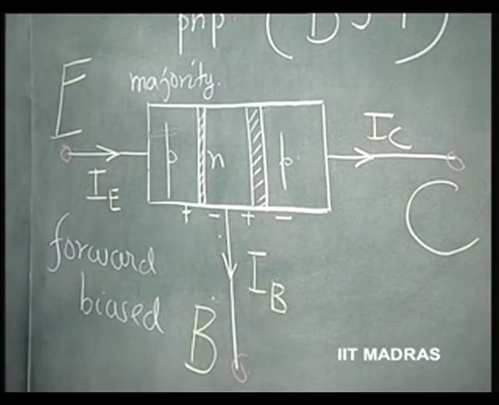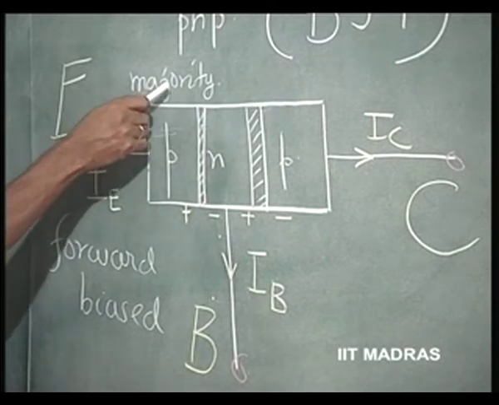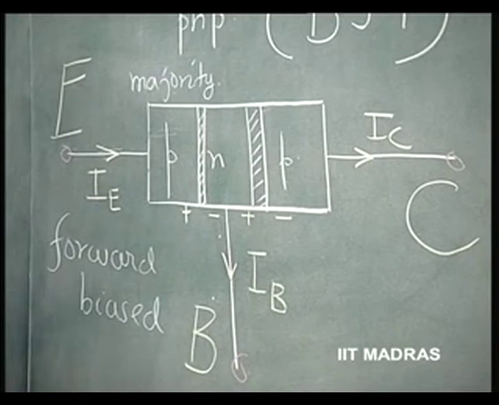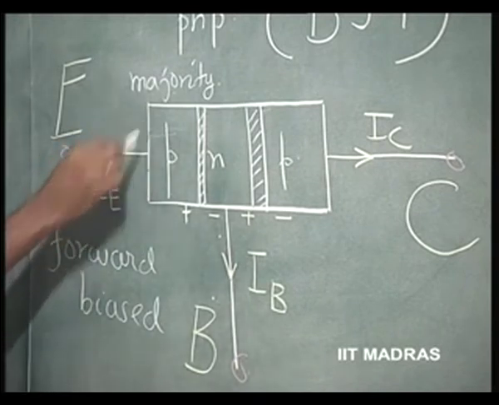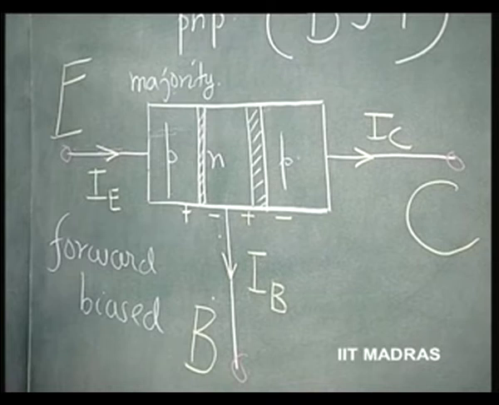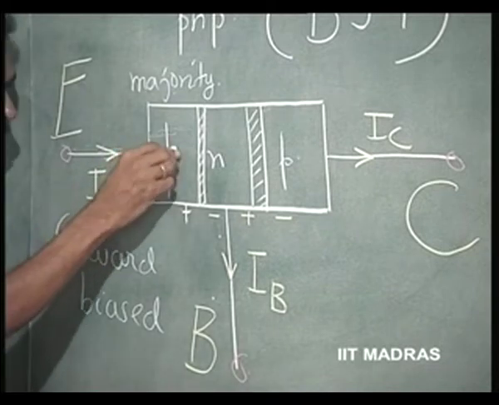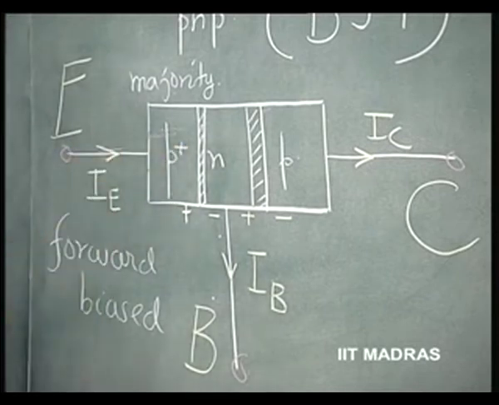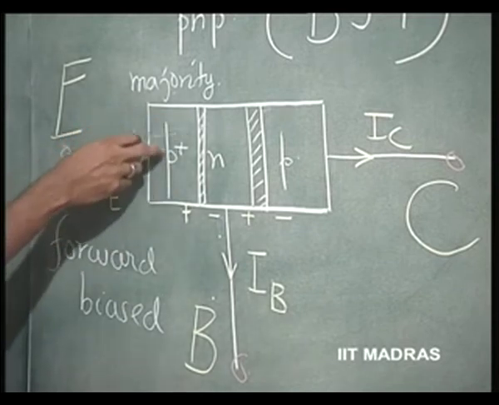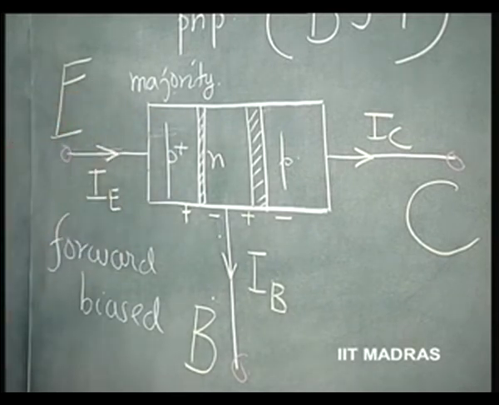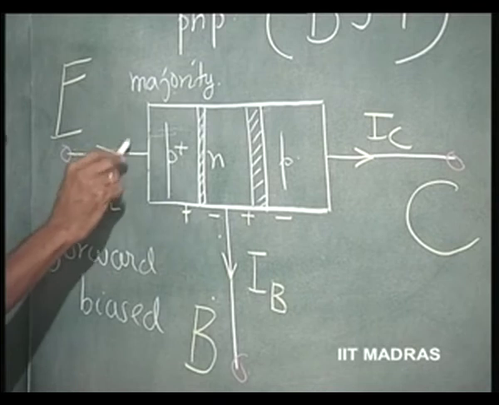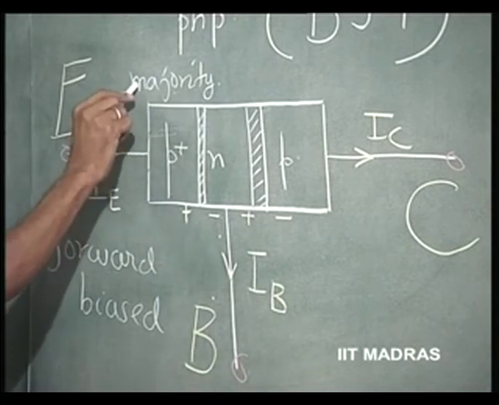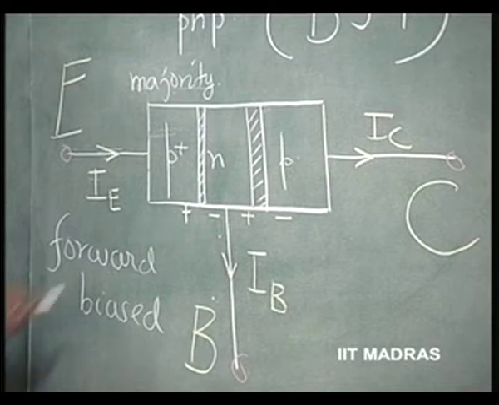In order that transistor action is good, I want to make this total current mostly due to majority carriers in this region. So, this particular region is therefore made heavily doped. This is really speaking P plus, that means it is heavily doped, and therefore the current here is going to be primarily made up of majority carriers that are holes.